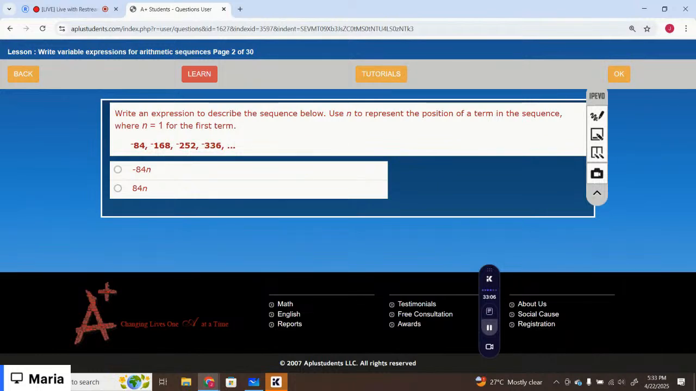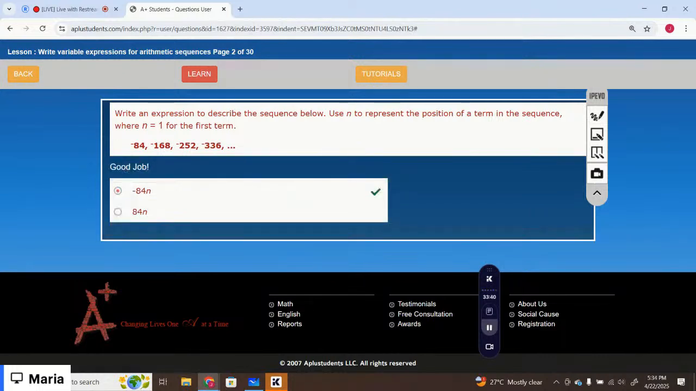Write an expression to describe the sequence below. Use n to represent the position of a term in a sequence, where n equals 1 for the first term. N equals 1. Option number 1 is the correct option because they all have a negative sign. So negative 84n is the correct option. Option 1 is the correct option.